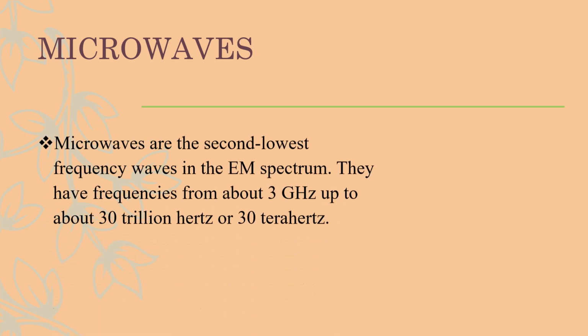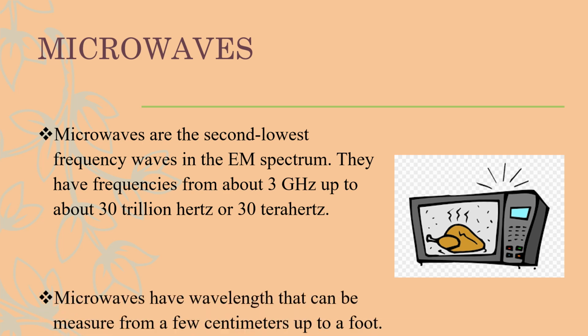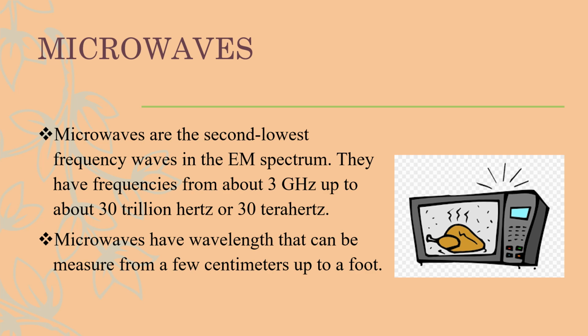Microwaves. Microwaves are the second lowest frequency waves in the electromagnetic spectrum. They have frequencies from about 3 GHz up to about 30 trillion Hz or 30 terahertz. Microwaves have wavelengths that can be measured from a few centimeters up to a foot.